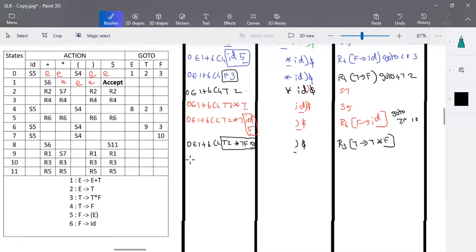And instead of that, we'll be pushing T into stack. So 0, E, 1, plus, 6, open bracket, 4. This T will be pushed in instead of T star F. Okay. And each and every reduce operation is followed by a go to operation. Go to the last possible transition, which is 4 comma T. So 4 comma T, where does it go here? It goes to state 2. So 2 will be pushed into the stack and you will be having close bracket and dollar.